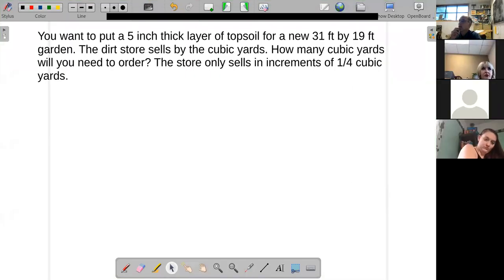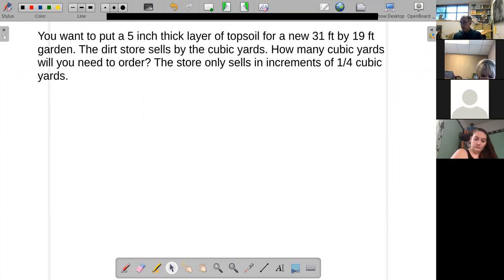Okay, what do we got? We want to put a 5-inch thick layer of topsoil for a new 31-foot by 19-foot garden. The dirt store sells by cubic yards. How many cubic yards will you need to order? The store only sells in increments of 1/4 of a cubic yard.